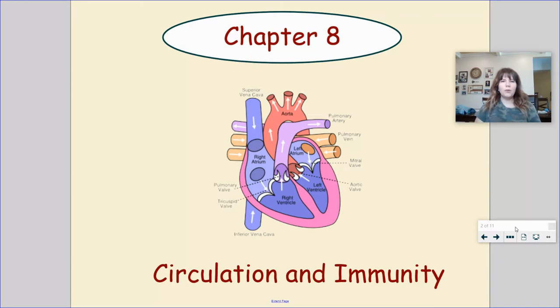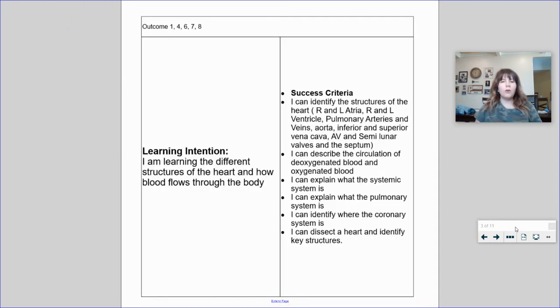Bio 20, welcome to chapter 8. You have already learned about the heart, labeling the heart, and you've seen a video on how to dissect a heart. Let's get into talking about what is the circulatory system, what does it comprise of, and what is its main role. Okay, so today our goal is to learn the different structures, which you've done, how it flows through the body, and you've already done all of this part where you've talked about pulmonary, systemic, coronary.